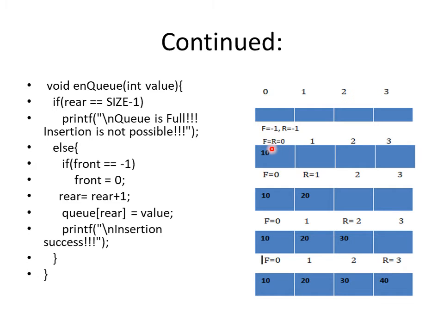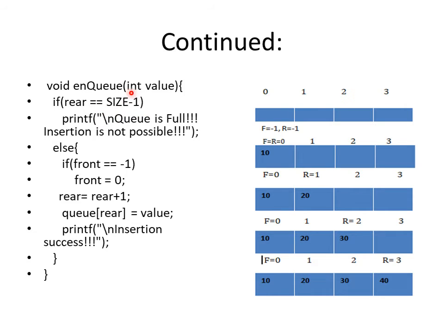You can see here f equals 0 and r equals 0. Now q of rear. What is q of rear? Here it is 0. That means in position 0 I am inserting a value. That value is nothing but 10. After this, once again it will come into the loop. It will check rear equals size minus 1. Here the rear value is 0. Now it is incremented, moved to 1.